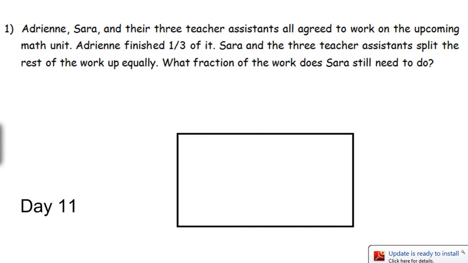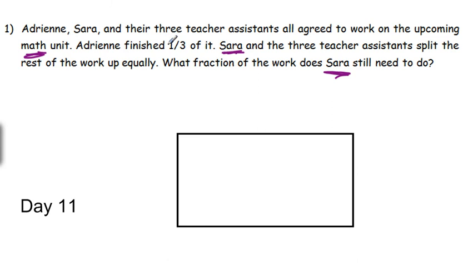So, question 1. Adrienne, Sara, and 3 teacher assistants all agreed to work on the upcoming math unit. Yay, math. Adrienne finished 1/3 of it. Sara and the 3 teacher assistants split up the rest of the work equally. What fraction of the work does Sara still need to do? So all we care about is Sara.